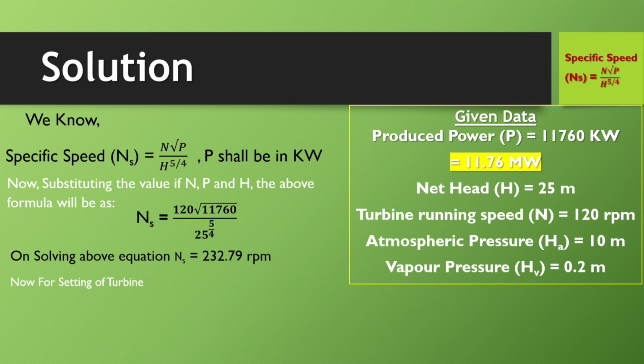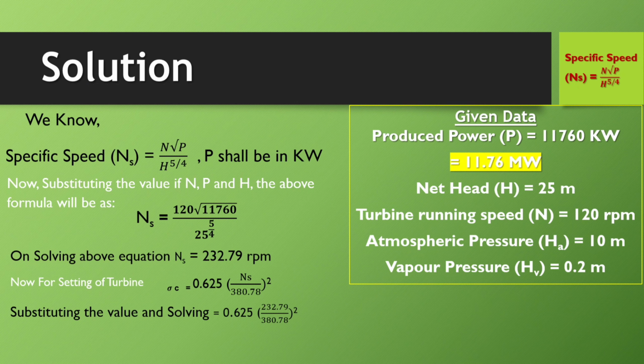for the setting of the turbine, sigma C is equal to 0.625 times (Ns by 380.78) whole square. On placing the calculated value of Ns, that is specific speed, in this equation and calculating it, the result will be 0.233 meter.